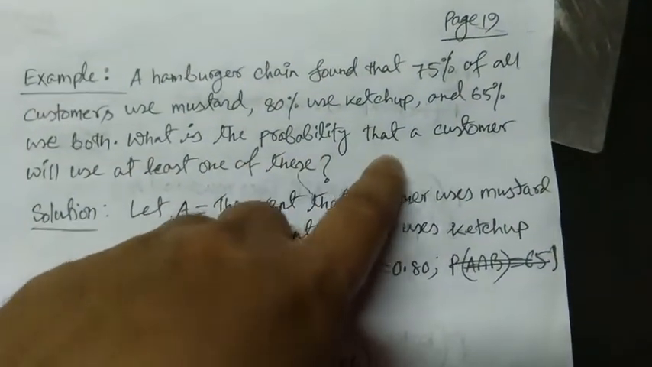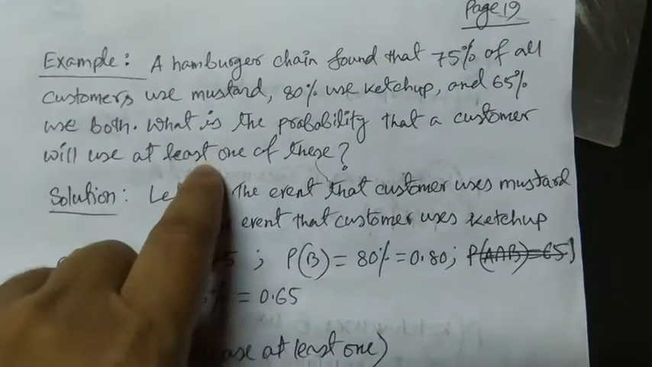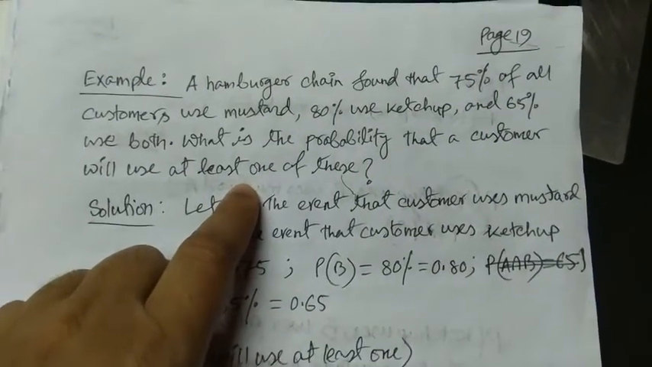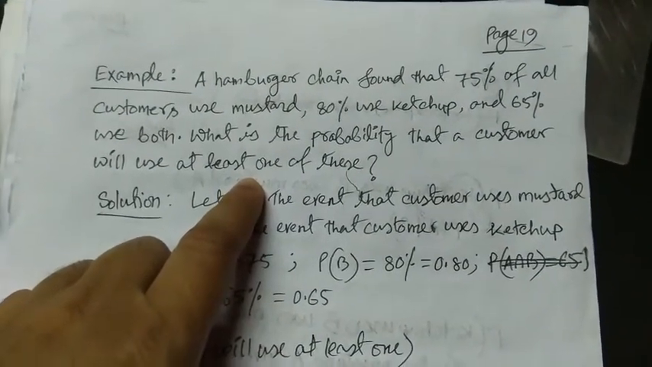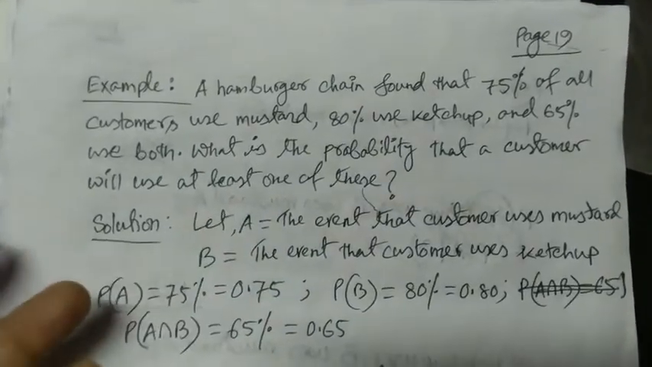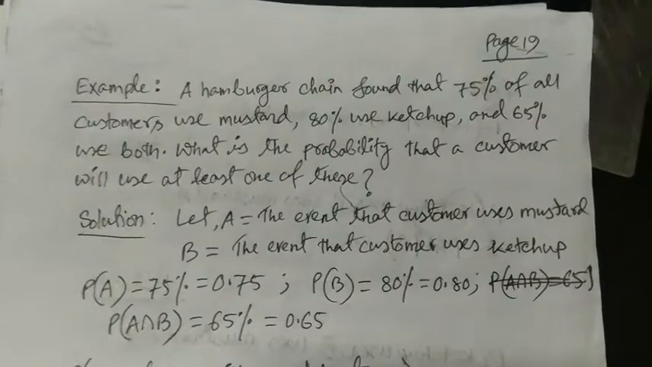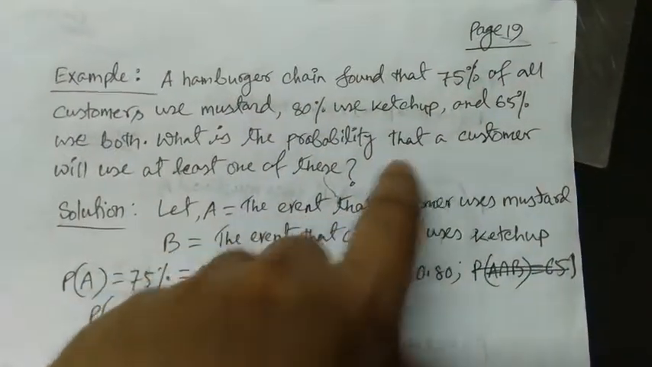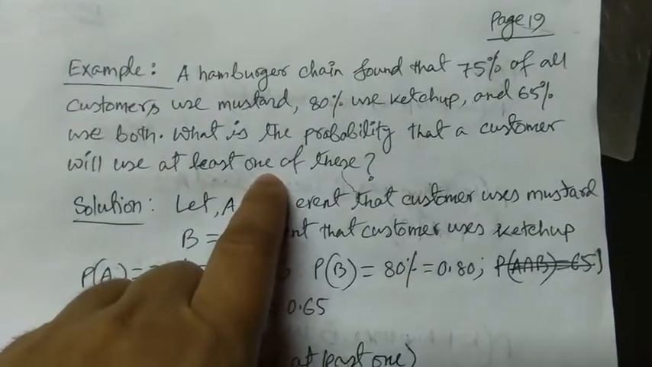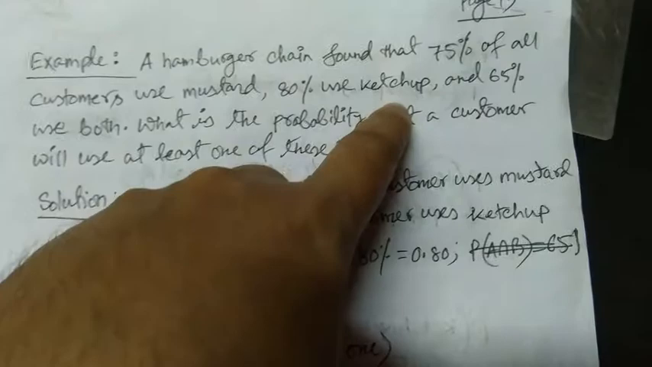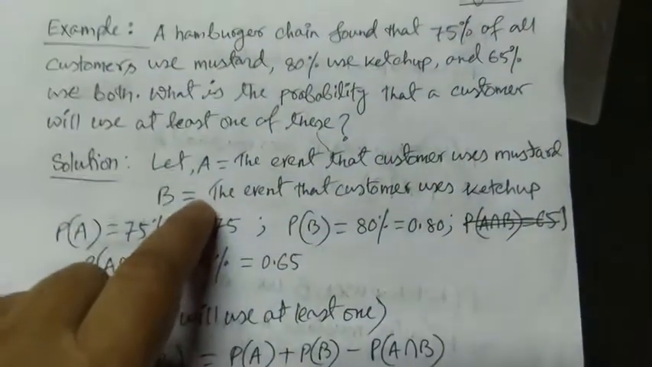So what is the probability that a customer will use at least one of these? At least one of these means they will use either mustard or ketchup or both. So that means we need to find the union. So again, what is the probability that a customer will use at least one of these? That means mustard or ketchup or both.